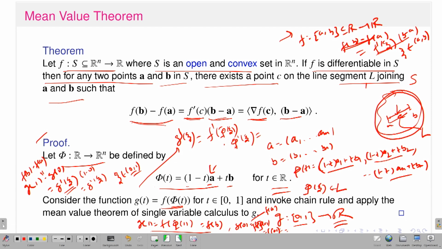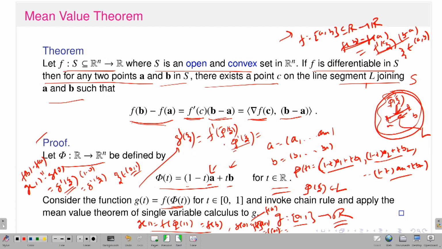Okay. So xi is in the open interval 0, 1. Phi of t is given. It is the line joining a and b. So what is my phi xi? Phi xi should be a point in the line segment L where one end point is a and the other is b. So this is my a, this is my b, and this is my point phi of xi. Therefore the derivative of f at the point phi xi is at a point in the line segment AB, that means in L.